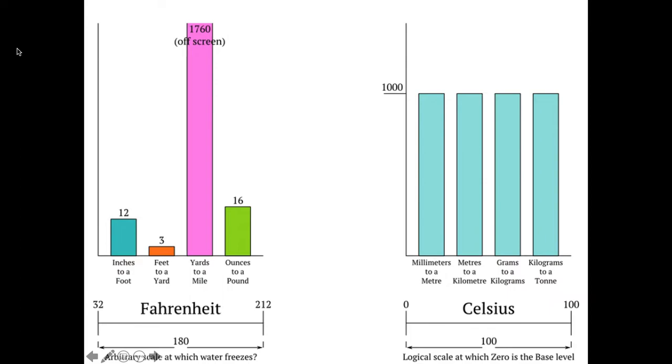Similarly with Celsius, we got the boiling point of water at 100 degrees and the freezing point of water at 0 degrees. That makes sense. Fahrenheit, 32 degrees and 212. That's a little arbitrary. So scientists use Celsius as well.